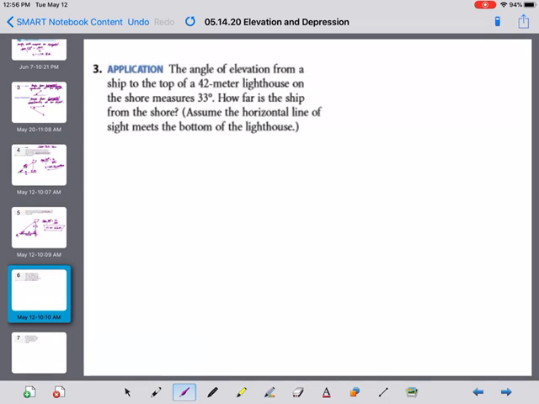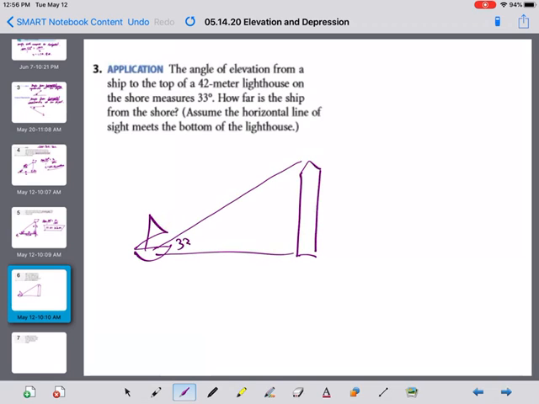Okay, number 3. The angle of elevation from a ship to the top of a 42-meter lighthouse on the shore measures 33 degrees. Okay, so here's the lighthouse. Here's the ship. And we have a 33-degree angle of elevation. Remember, that also means the angle of depression is 33. So they could have given you the angle of depression. We want to know how far the ship is to shore, and it's a 42-meter lighthouse.